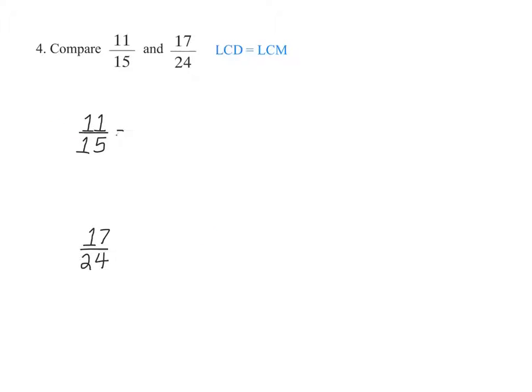Which means I can write the equivalent fraction for 11 over 15 with a denominator of 120, and I can also write the equivalent fraction for 17 over 24, again, with a denominator of 120. If I want to write an equivalent fraction for 11 over 15 with a denominator of 120, we need to know what we need to multiply 15 by to get 120. And that is, we need to multiply 15 times 8. That equals 120.